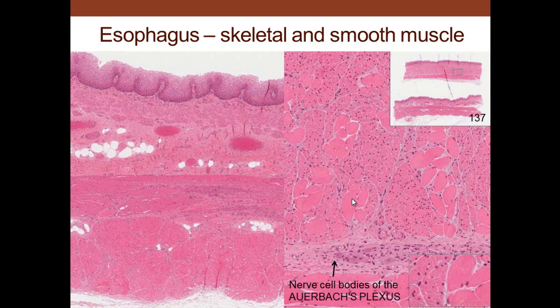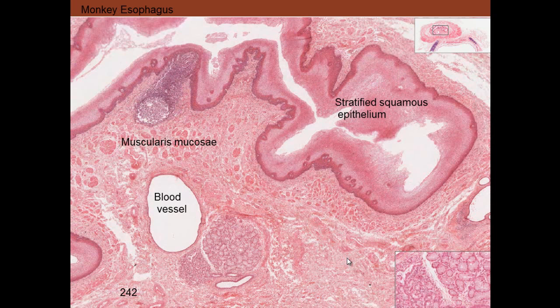In addition to that, there are nerve cells. Here we see the ganglion cells. These are ganglia cells through here that regulate the contractions of these muscles.